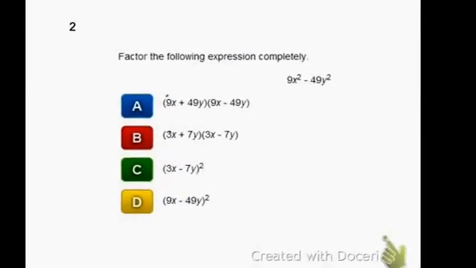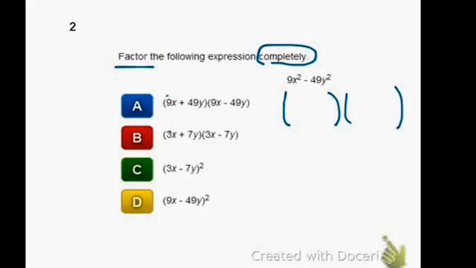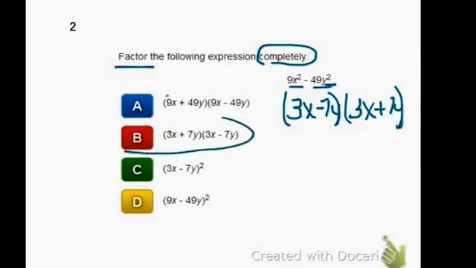Number 2 says factor the following expression completely. So that means I want to find things that multiply to give me 9x squared minus 49y squared. So I'll draw my parentheses. How can I get 9x squared? It's going to give me 3x times 3x is 9x squared. And how do I get negative 49y squared? Negative 7y times positive 7y. So that would give me answer choice B.